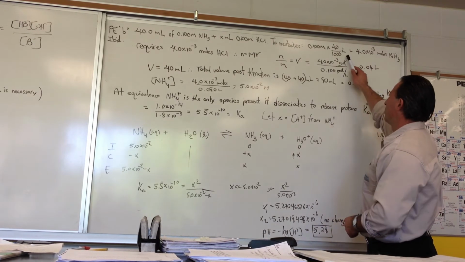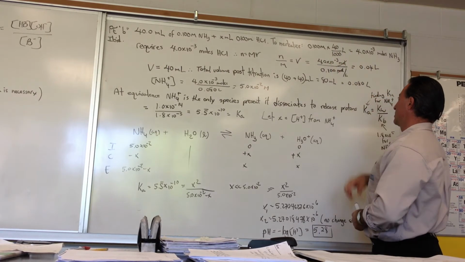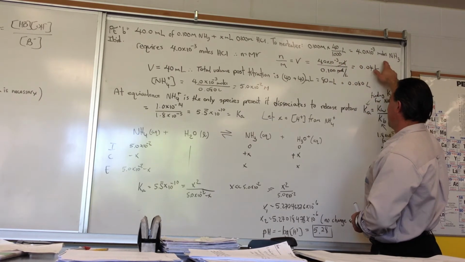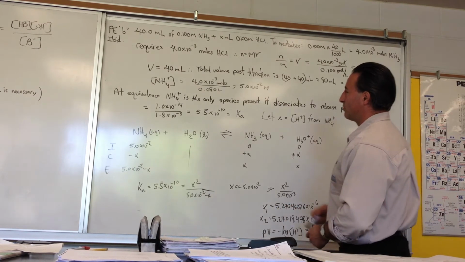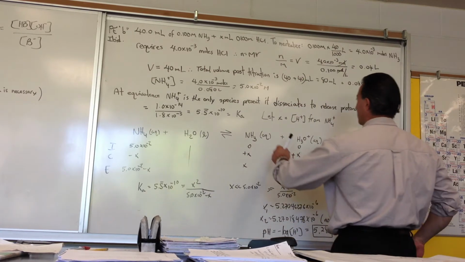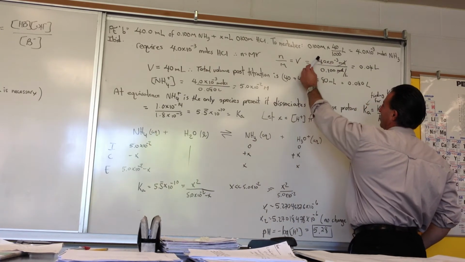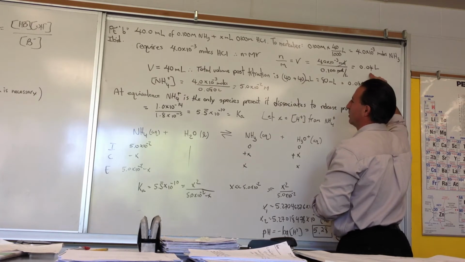We find out how many moles of ammonia we have by multiplying the volume of the solution times the concentration. We find out that we have 4.0 times 10 to the minus 3 moles of ammonia, which is going to require the same number of moles of hydrochloric acid. We're given the concentration of the hydrochloric acid and we're given the number of moles, so we can find the volume of the solution necessary. It turns out to be 0.04 liter.